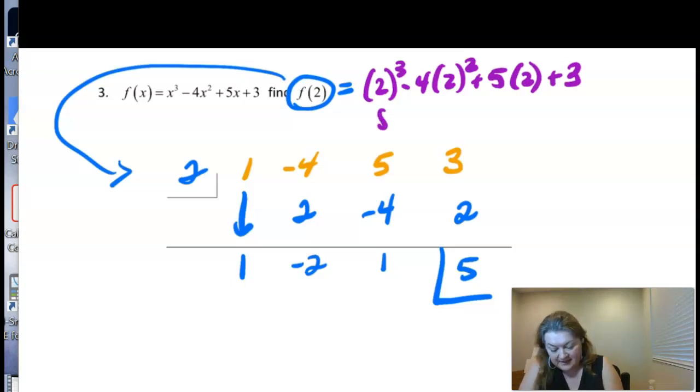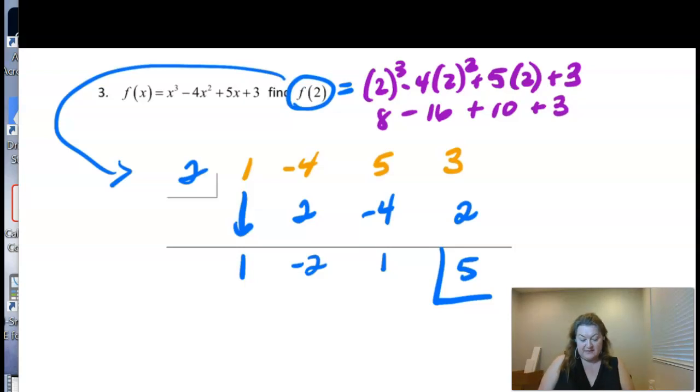So we could plug it in, we'd get 8. This one would be -16. This would be a +10. And this would be a +3. So let's see, what do we get from that? I'm getting a 5 out of that. Hey, it matches. So you're like, okay, but it's easier for me to just plug in.